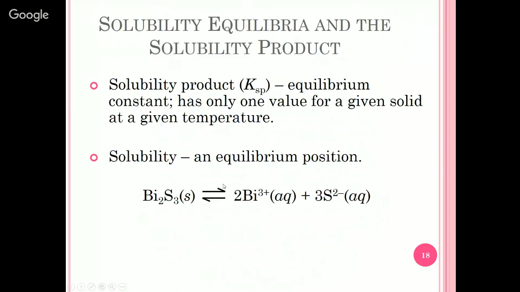Just as in the last chapter on equilibria, we can write an equilibrium expression. Notice, because the solid is our reactant, you will never have a denominator, because we do not include solids or liquids in our equilibrium expressions. We only include aqueous species. So we would have [Bi3+] squared times [S2-] cubed. Here we have our Ksp. This is a constant which tells you how soluble bismuth sulfide is in a solution.